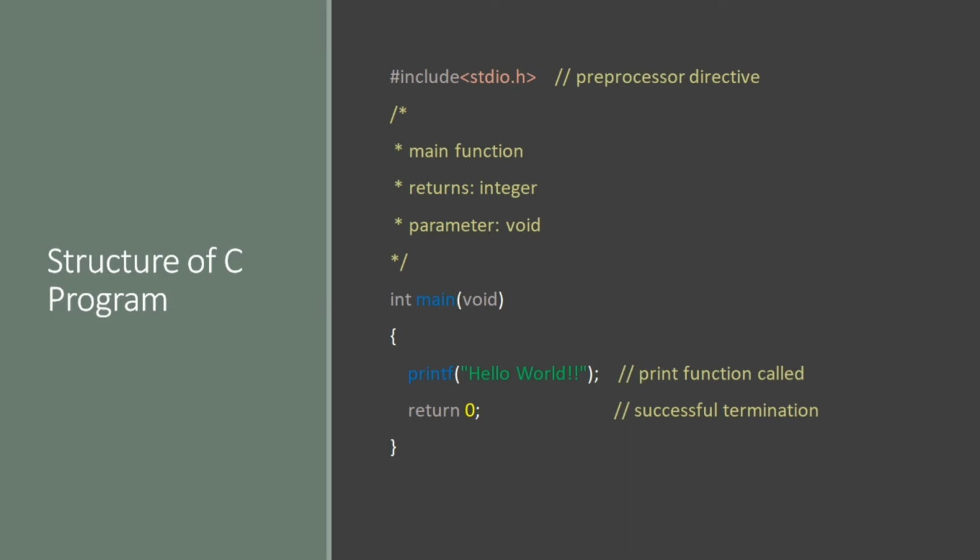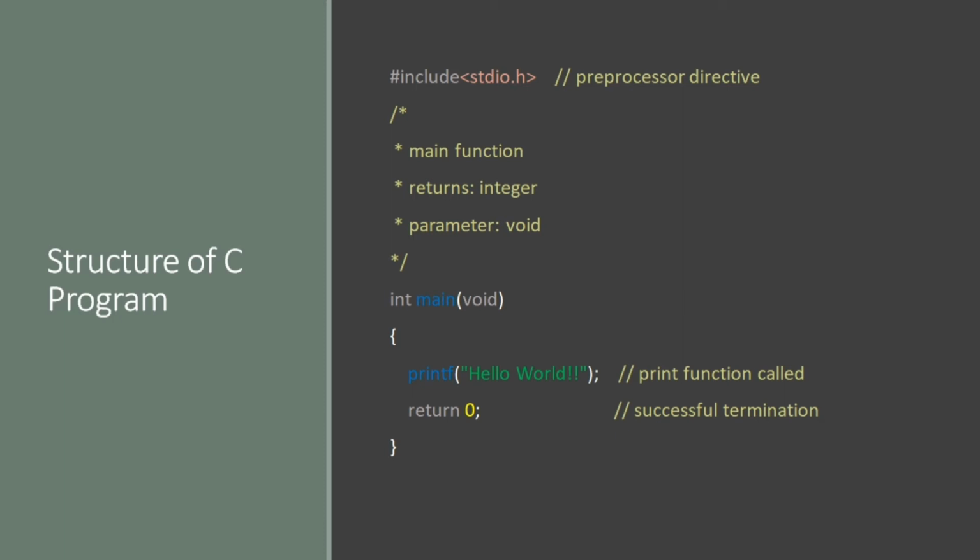The return type of our main function is int, but it can also be void. Now the function starts with an open curly brace, followed by the printf function, which prints hello world on the screen. Then we write return 0, which denotes successful termination. As 0 is an integer, the return type of our function should be int.